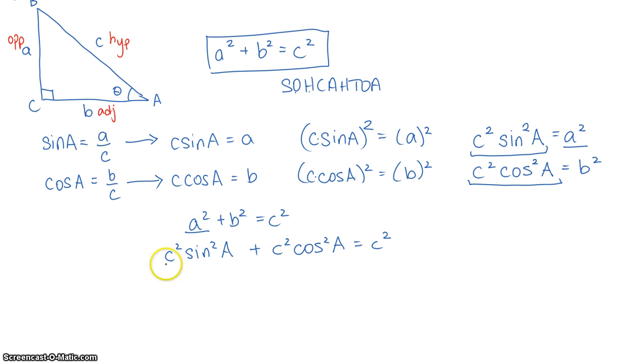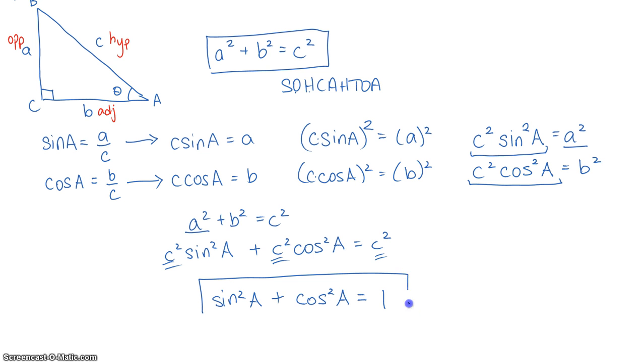Now, everything has a c squared in it. So why don't I factor out c squared by dividing every single term by c squared? If I divide everything through by c squared, c squared divided by c squared becomes 1. When I divide this by c squared, I'm left with just cos squared of the angle. And when I divide this by c squared, I get sine squared. This is another useful property that you're going to use in this homework assignment.